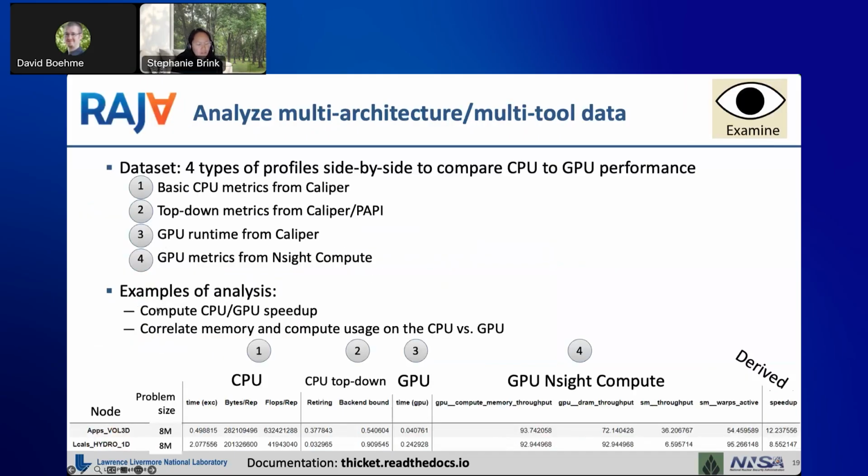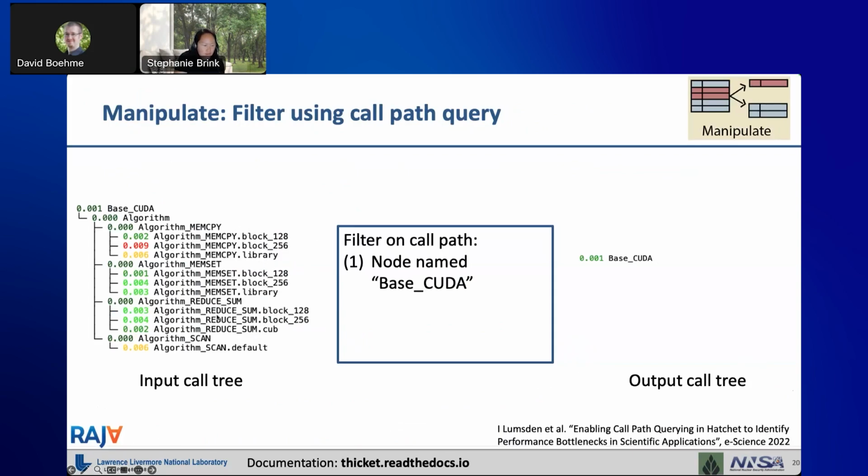Some examples of analysis that you can do once you have all this information in the Thicket object is compute your CPU to GPU speedup. We could also correlate our memory and compute usage on the CPU and the GPU by having all of this information in a single performance landscape.